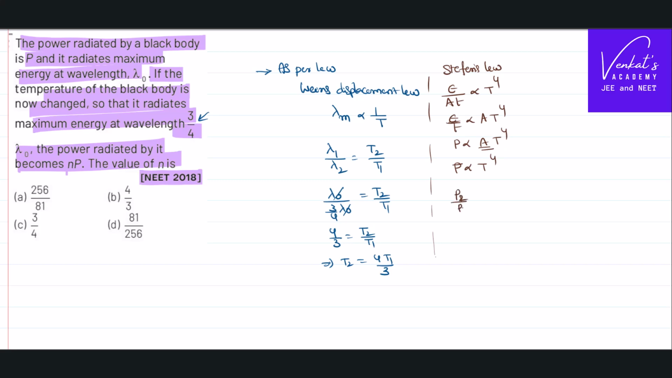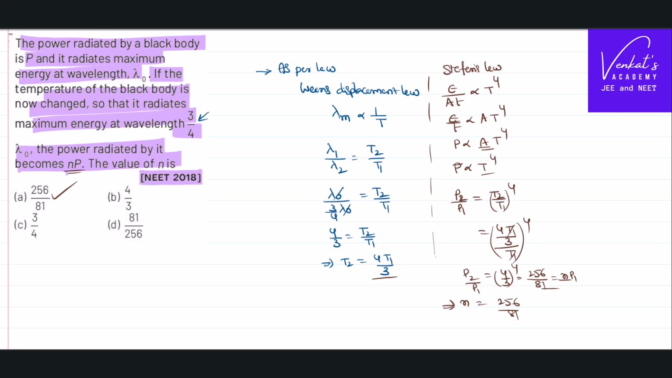Then P2 by P1 is directly proportional to T2 by T1 whole power of 4. T2 we got as 4T1 by 3, by T1 whole power of 4. 4 by 3 power of 4, that is 256 by 81. He said P2 is n times of that P1. So what's the value of n he is asking? So n is obviously 256 by 81. That's how we solve this problem.